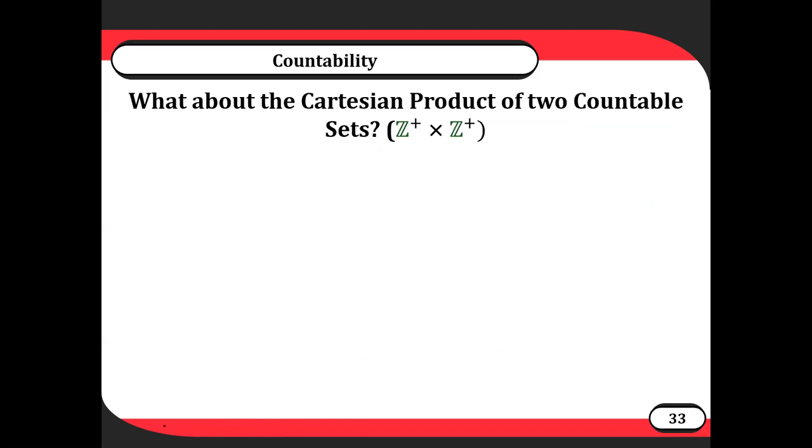What about the Cartesian product of two countable sets? So recall the Cartesian product is: I take an item from the one set and then I match it to every item in the other set. So the Cartesian product of 1, 2, and 3, 4 is 1, 3, 1, 4, 2, 3, 2, 4. So what do we think? Is that countable or uncountable?